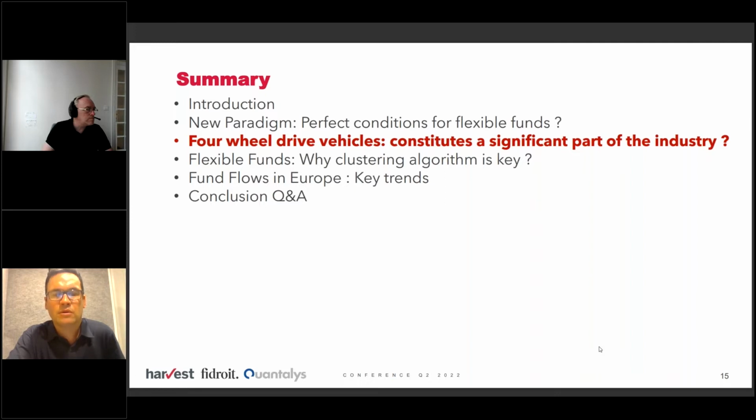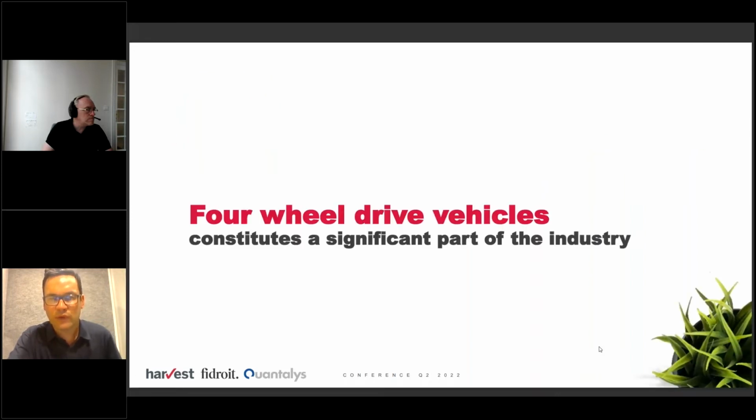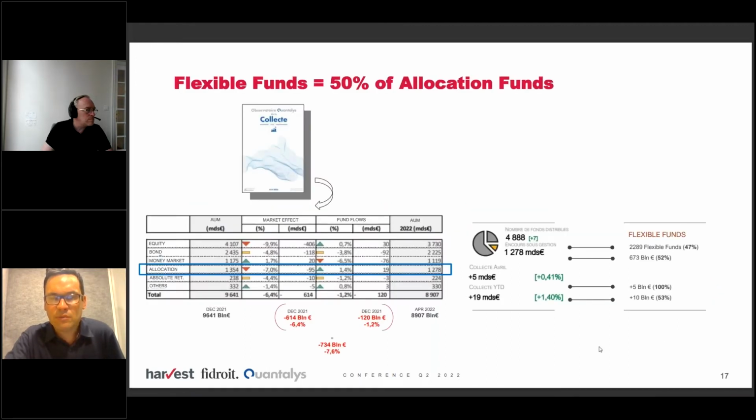It will be not in this part, but in the next part. But before that, we'll try to give you some key figures concerning the industry in Europe and the positioning of the flexible funds in this industry. And you will see the importance of these funds.